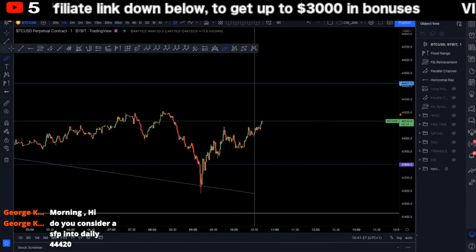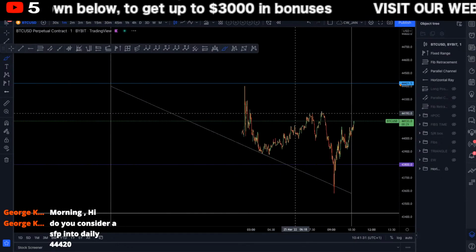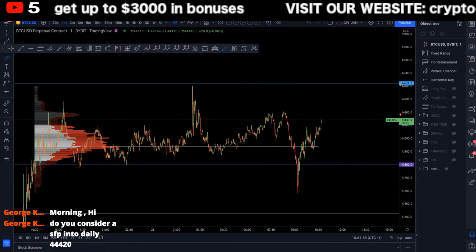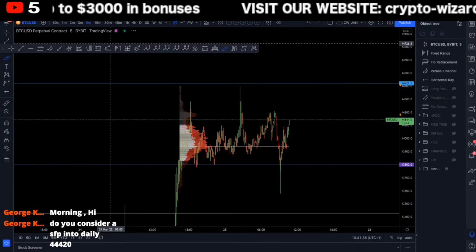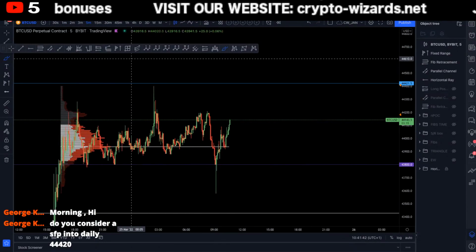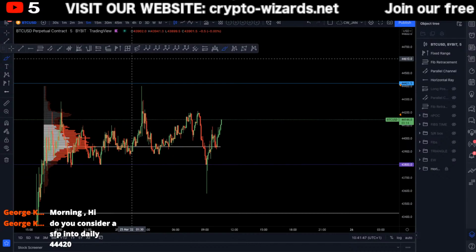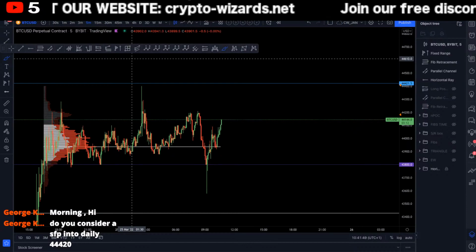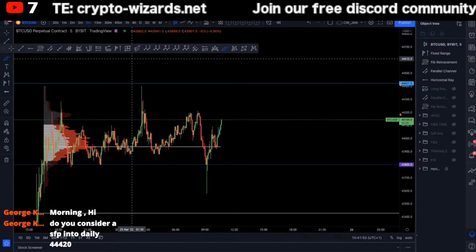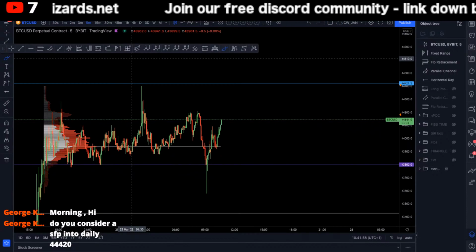Do you consider SFP into daily 42,000? Could be, definitely could be, but yeah, if we create an SFP right here, it will be a valid pattern, definitely. Again, what I would like to see is open interest coming down on this swing failure with a lot of trapped longs. So simply the same thing once again. But if these swings are met here, I'm going to take a short.